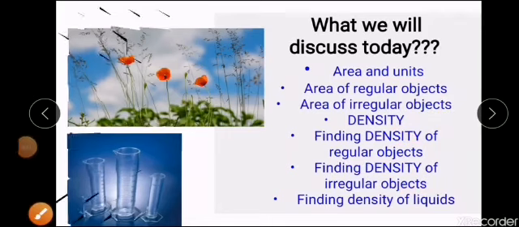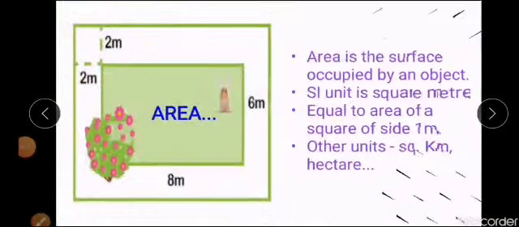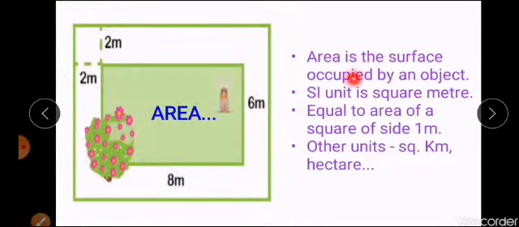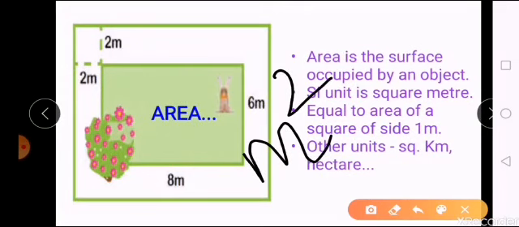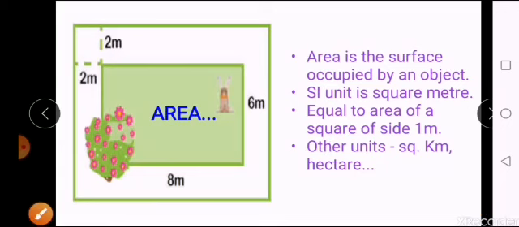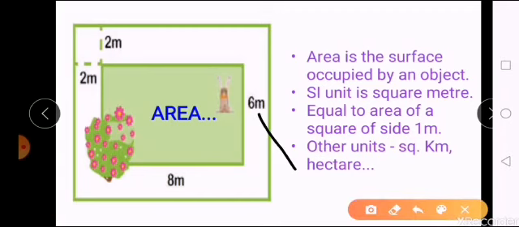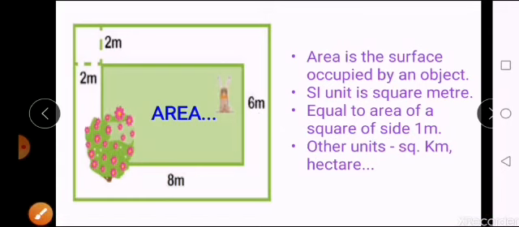Let's begin with area. In your 6th standard, you have already learned that area is the surface occupied by an object. The SI unit is the square meter. You can write it as meter raised to 2, or read it as meter square. This area is equivalent to the area of a square having 1 meter side. Other units are square kilometer, which you can write as kilometer raised to 2 or kilometer square, and hectare, are, etc. The relations between these units are given in your textbook.